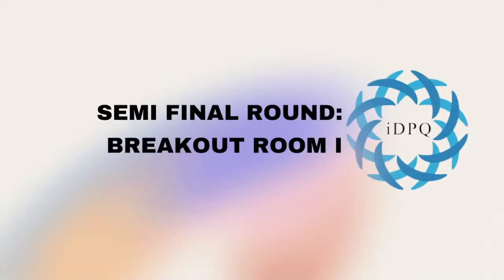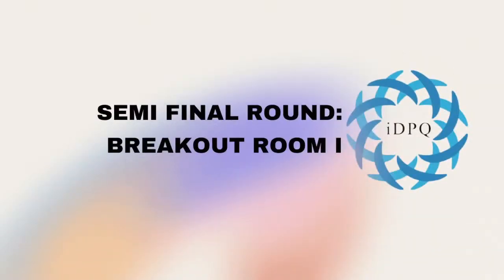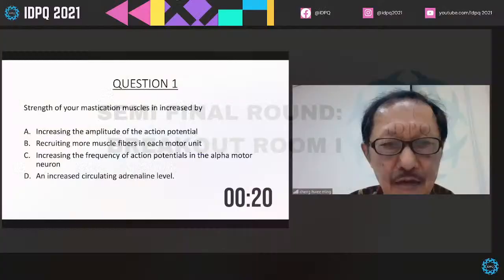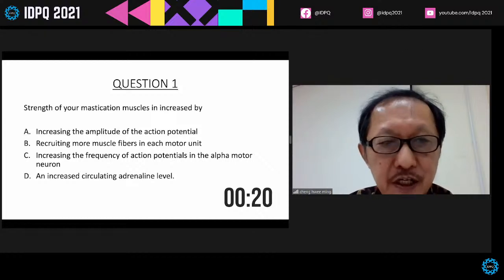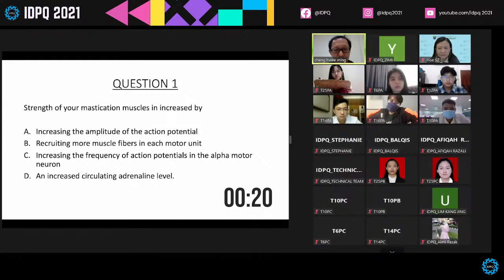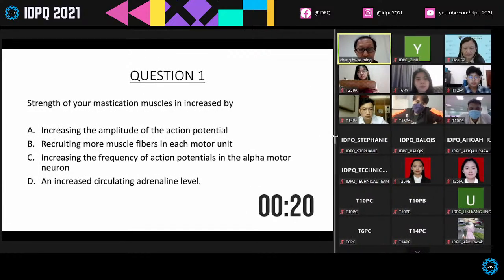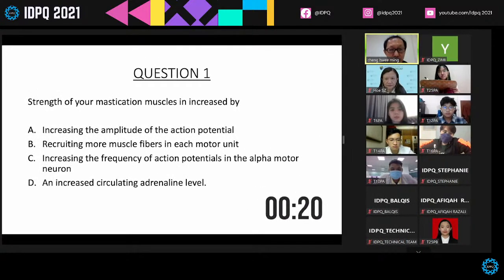The strength of your mastication muscles is increased by increasing the amplitude of the action potential, recruiting more muscle fibers in each motor unit, increasing the frequency of action potential in the alpha motor neuron, or increasing the circulating adrenaline level. Your time starts now.